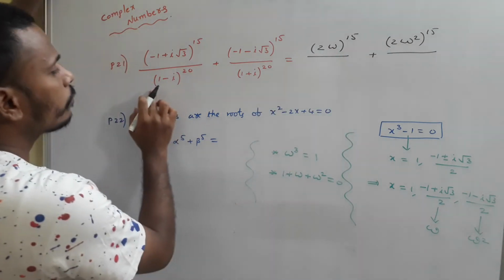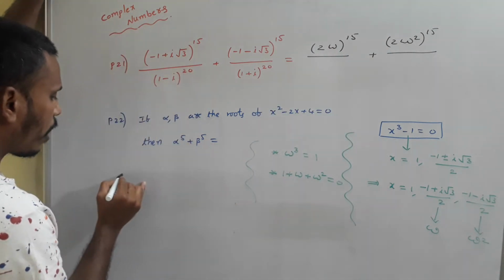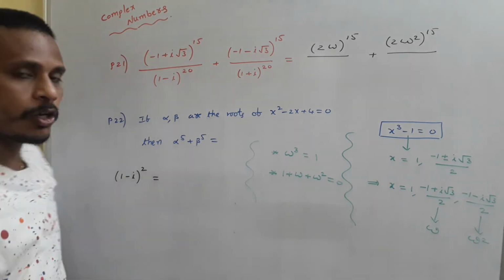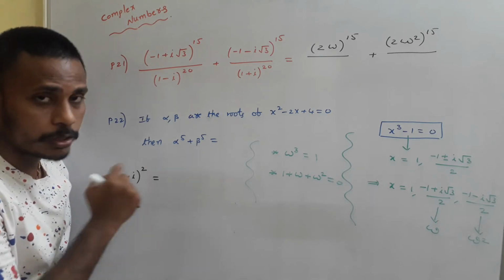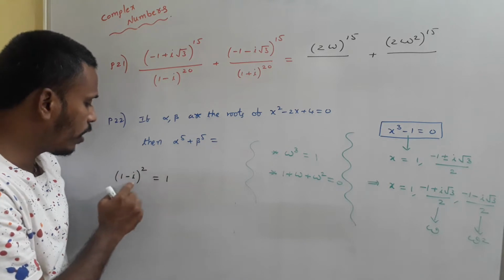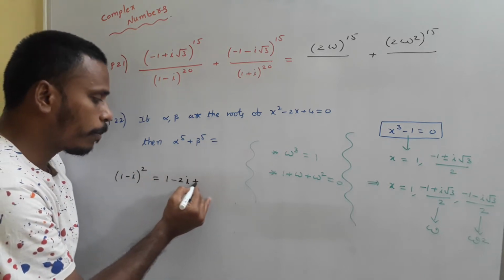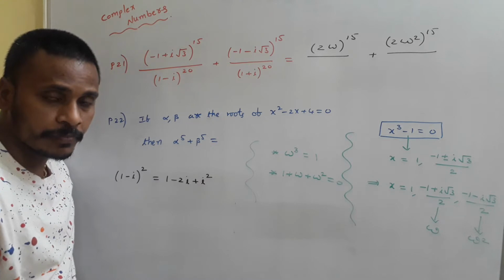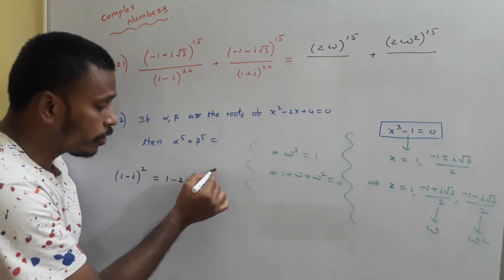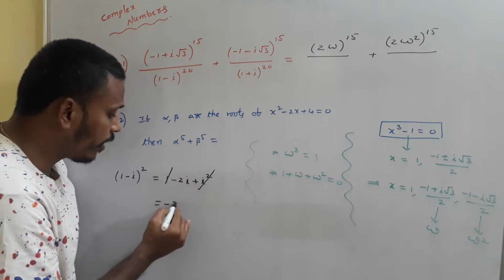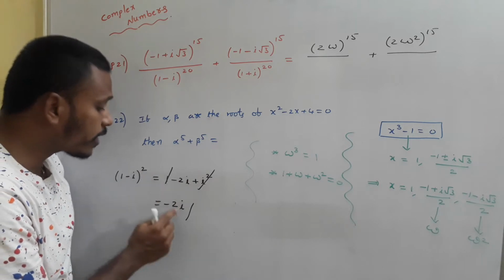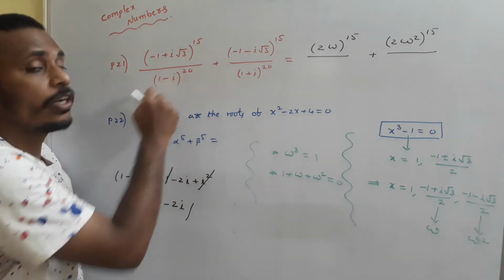Now how to write this denominator? I think in our previous problems we did this: 1 minus i whole square. What is 1 minus i whole square? You just square it. a square is 1, minus 2ab is minus 2i, plus b square is i square. Look here, what is i square? Minus 1. So this minus 1 and plus 1 get cancelled, and we are left with minus 2i. 1 minus i whole square is minus 2i.